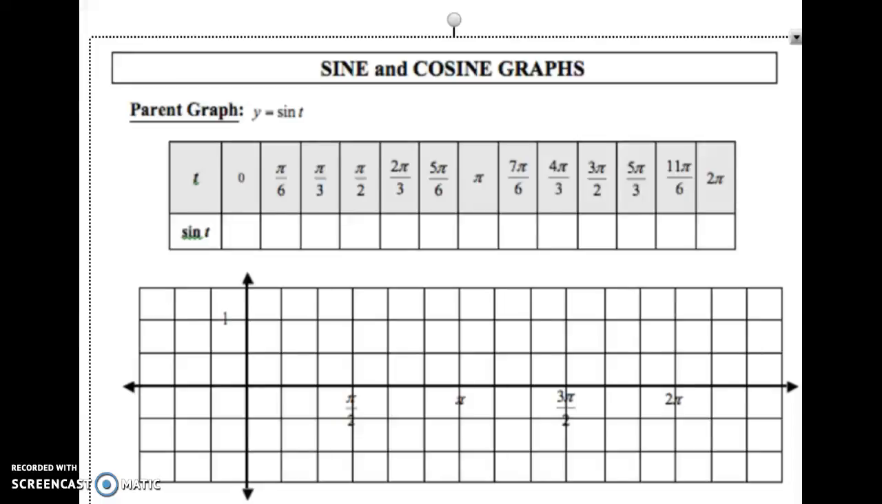This is Precalculus section 5.3, day 1 notes on trigonometric graphs. Before we start, you are going to want to grab at least 2 colored pencils or highlighters.